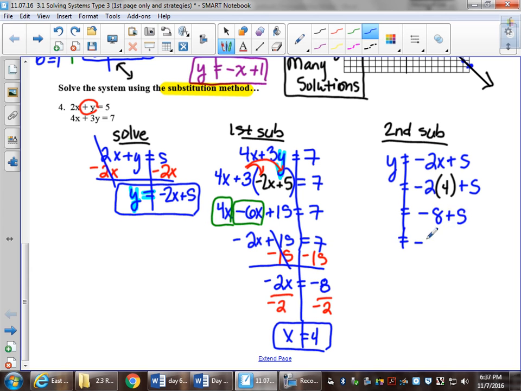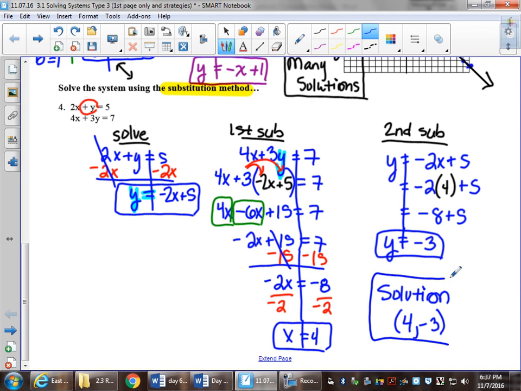Negative 8 plus 5 is negative 3. So my solution is 4 comma negative 3, and I'm done. So again, if I'm specifically told substitution method, go right to our 3 steps. Solve, first sub, second sub, and we're done.